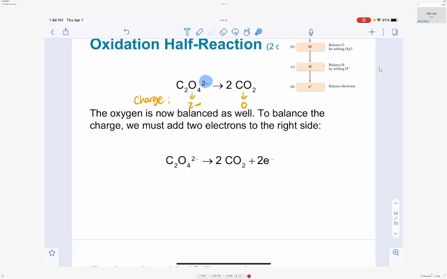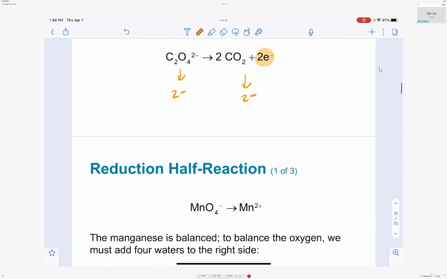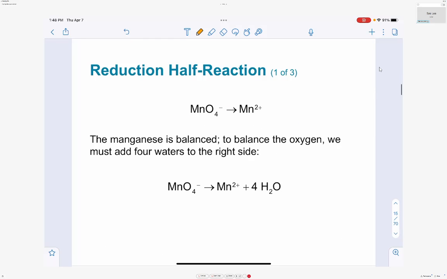Okay, so by adding 2 electrons on the right side, now we have 2 minus charge for the left side, and 2 minus charge for the right side. Now the charge for both sides is equal to 2 minus. So now that the oxidation half reaction is perfectly balanced, we will move on to the reduction half reaction. Again, the reduction half reaction was this portion of the equation.